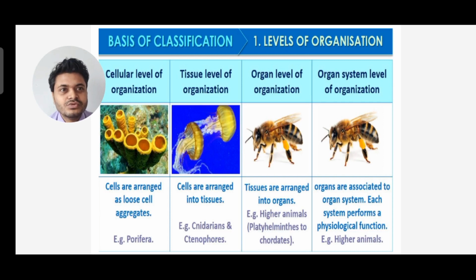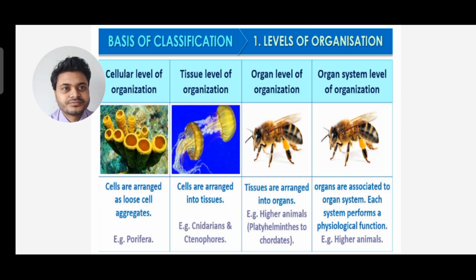Next is tissue level organization. That means here the cells are arranged into tissue. I've said a group of cells performing similar functions is called tissue. So here many cells are there that perform similar functions. That's why they have combined to form a tissue. Example, you see Cnidaria and Ctenophores. Example is given on top. You can see jellyfish.